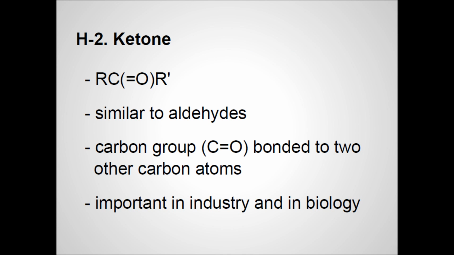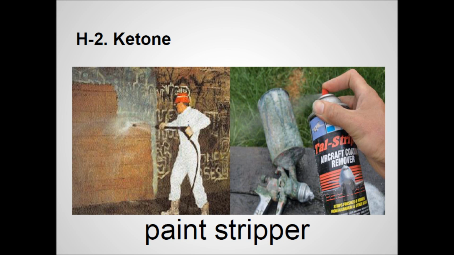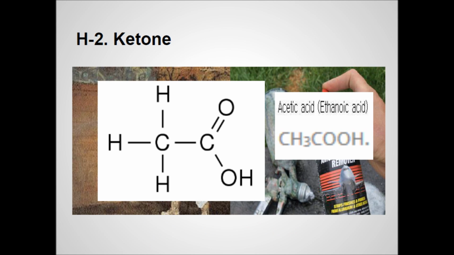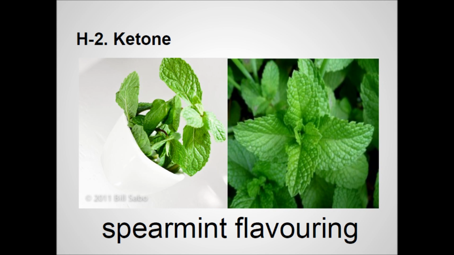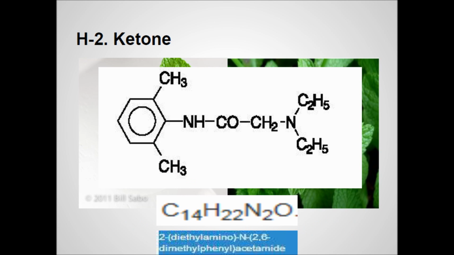Ketones are similar to aldehydes in that they have a carbon double bonded to an oxygen atom, but the difference is that the oxygen is attached in the middle of the chain or ring. The general formula for ketone is RCOR. Paint stripper is an example of a ketone and is mainly composed of acetic acid, also called ethanoic acid. Spearmint flavoring is another example of ketones and is made of 2-diethylamino and 2,6-dimethylphenyl acetamide.